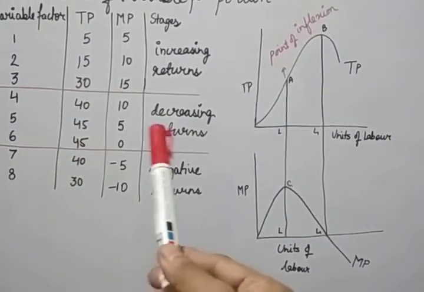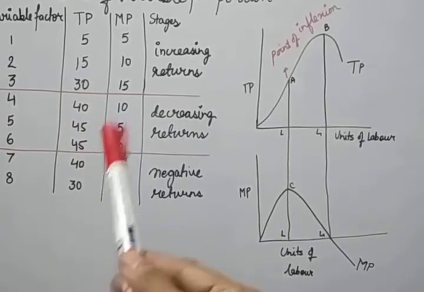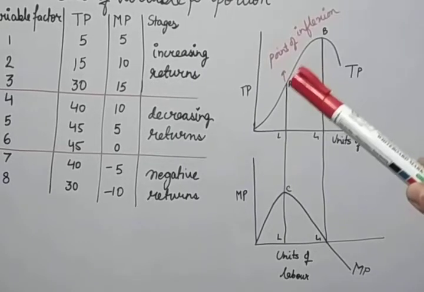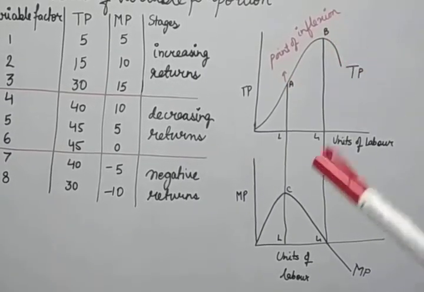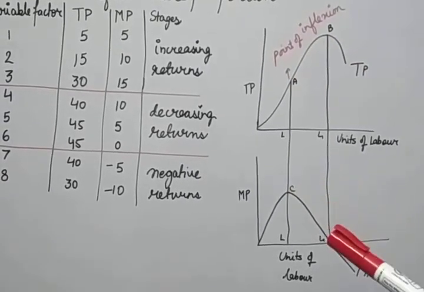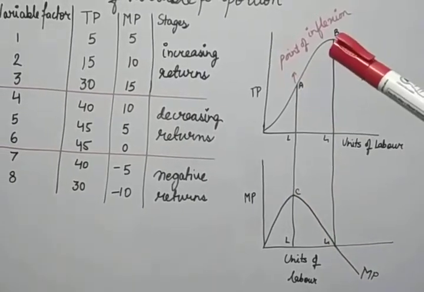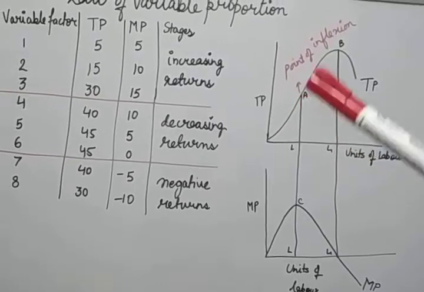After that, in the second stage, you can see TP is increasing but at a decreasing rate. Here you can see that TP is increasing from point A to B, but MP is decreasing from C to L1. That means MP is declining but TP increases at a decreasing rate after the point of inflection.